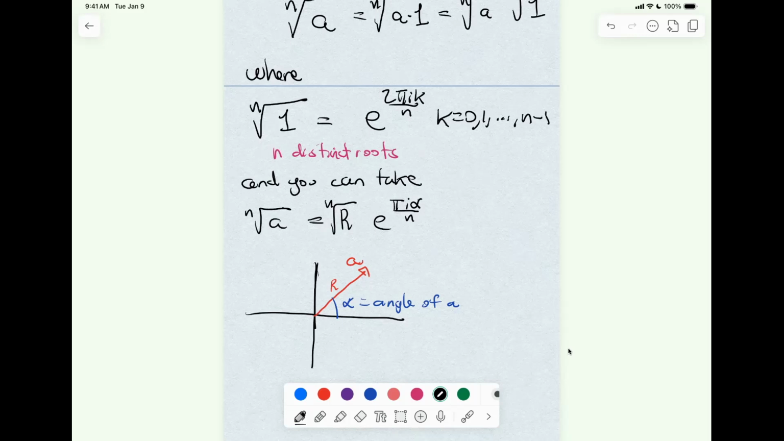And then you multiply. So this is a single nth root, and then you multiply by the n distinct roots of 1, and that's how you generate all the n roots of that number, which is a very fun trick to do it that way.